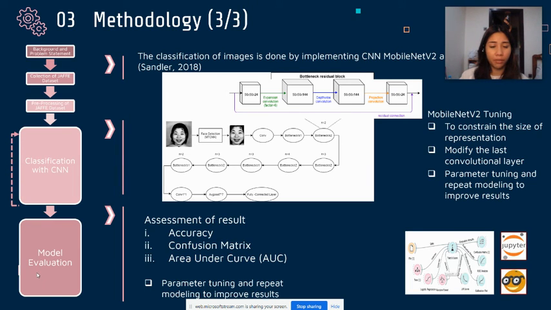For the model evaluation, assessment of the results, I will be using accuracy, recognition accuracy, confusion matrix, as well as area under the curve. I will be performing it using JupyterLab as well as Orange for the visualization. Parameter tuning and repeat modeling will be done to improve the results.